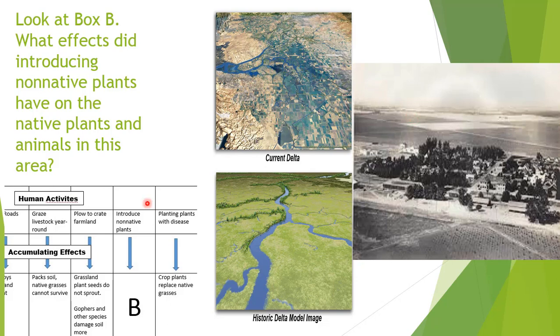Okay, look at box B. What effects did introducing non-native plants have on native plants and animals in this area? So again, we used to be here. We introduced non-native plants to the grasslands. What happened to the grasslands of this area because of this introduction of non-native plants? What happened to the grasslands and the native plants that were in this area?